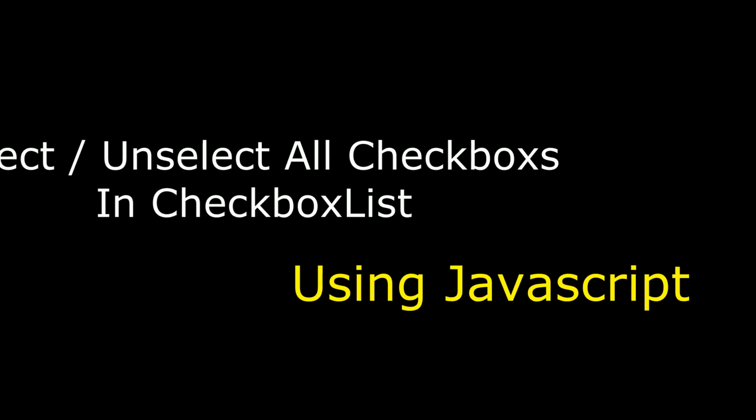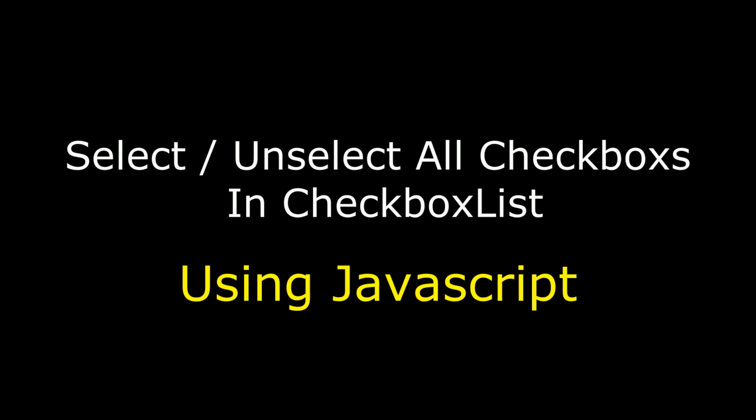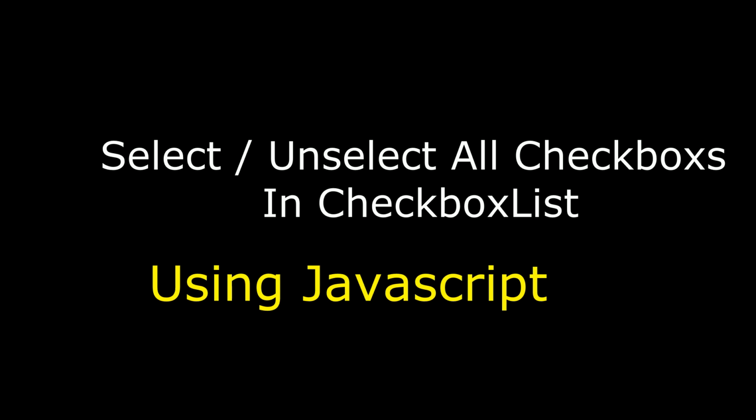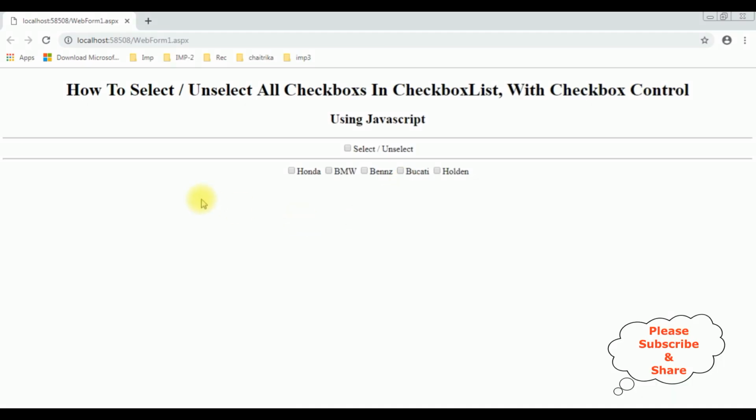This is Charan. In this video I will show you, using JavaScript, how to select and unselect all checkboxes in a checkbox list control in ASP.NET. After I reload the browser, now I am selecting the checkbox control. Notice when I select the checkbox, all the checkbox list items are selected. When I unselect, it's cleared.